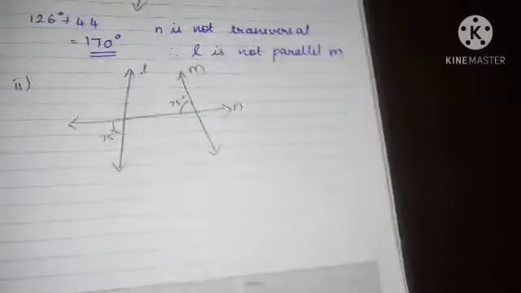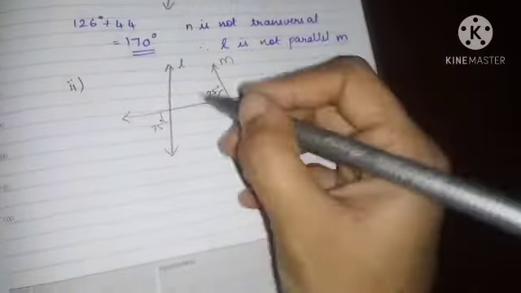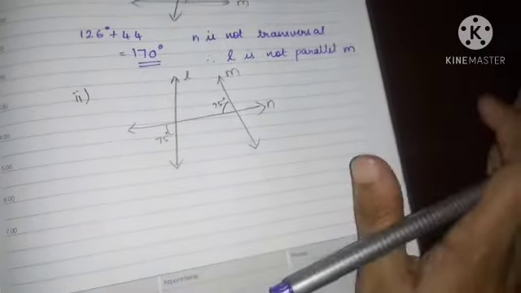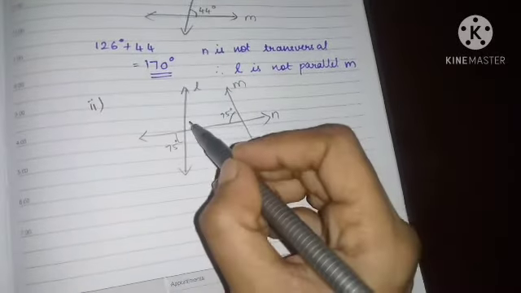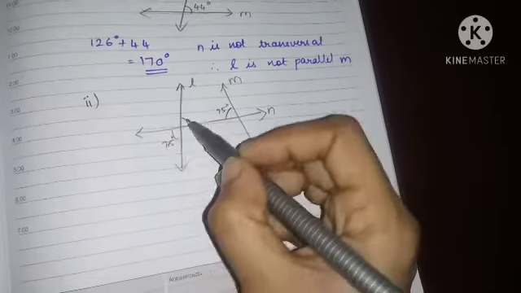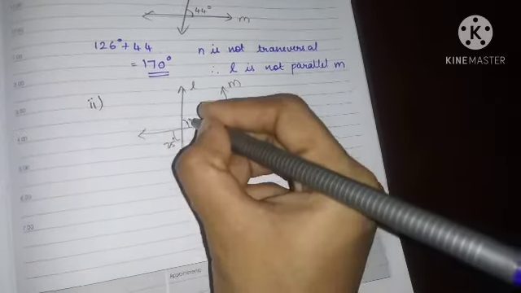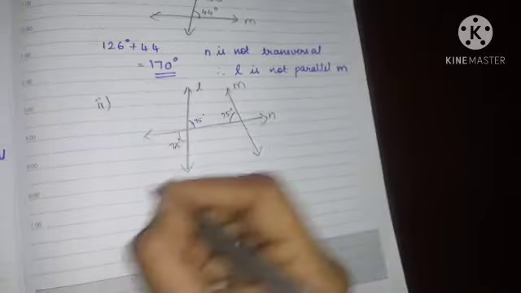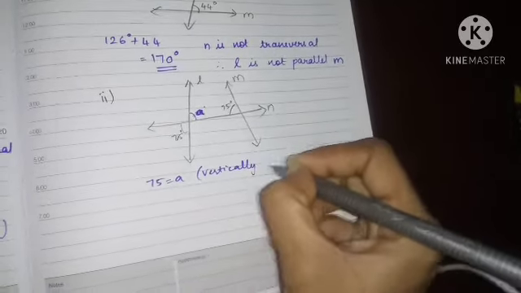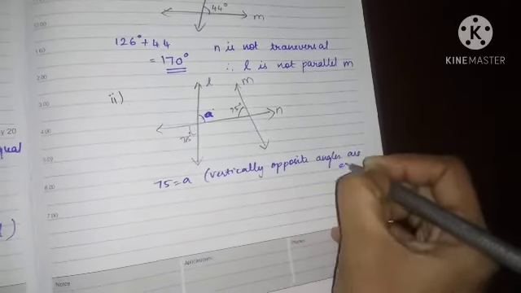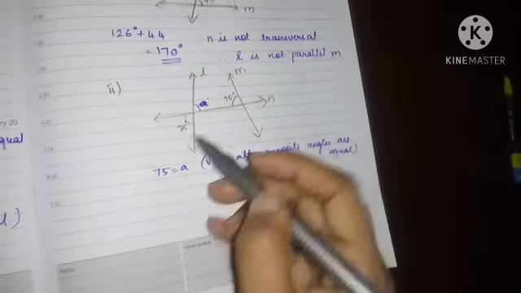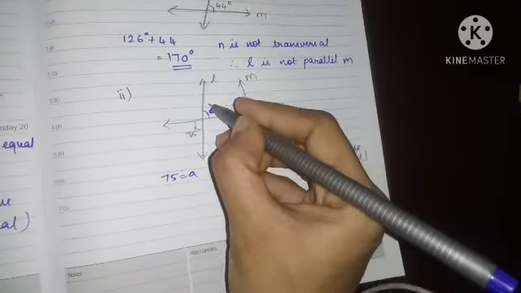Okay. So now we have to check whether L and M are parallel. First you have to add it and see, and you should get 180 degree. Is there any angle here? No. So we can compare these two. I'm taking this as A, okay. So 75 is equal to A because vertically opposite angles are equal. Vertically opposite angles are equal, right? A is equal to 75 degree.